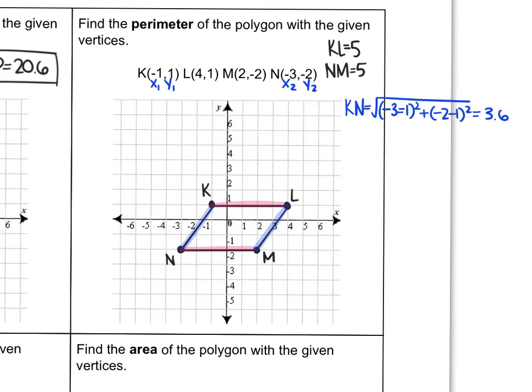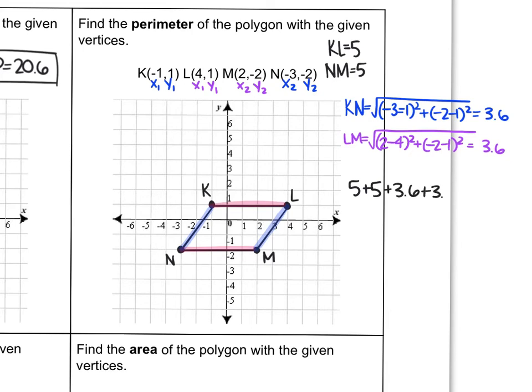And I'm going to use a different color here. Now I'm going to do LM. So I'll label L now as x1, y1, and M as x2, y2. LM is the square root of x2, which is 2 minus 4 squared plus -2 minus 1 squared. I'll type that in my calculator and I'll get 3.6. The last thing I'll do is add 5 plus 5 plus 3.6 plus 3.6 to get my total perimeter, which is 17.2 units for that one.